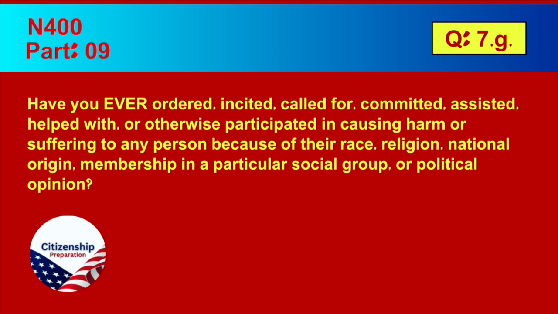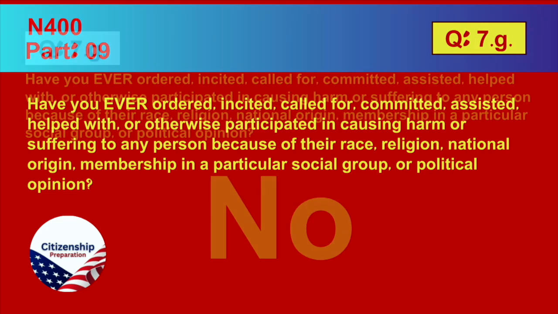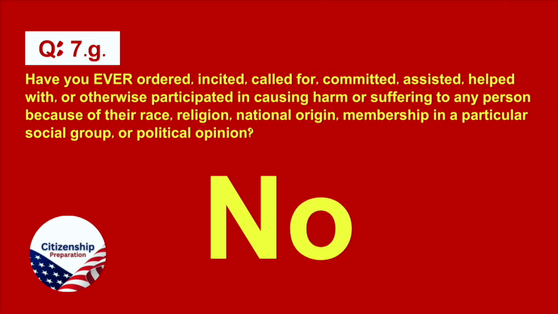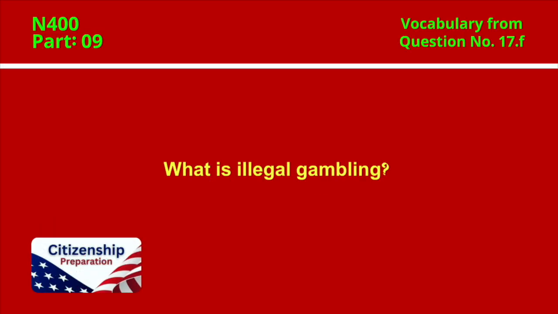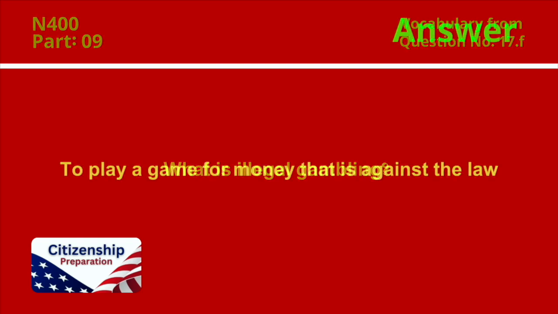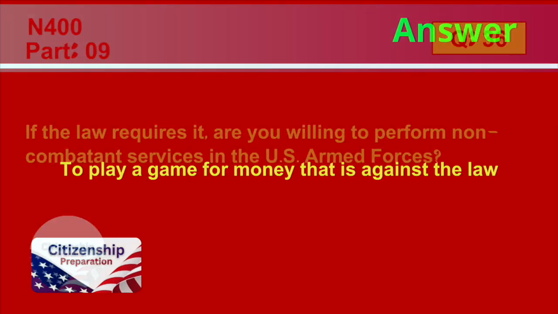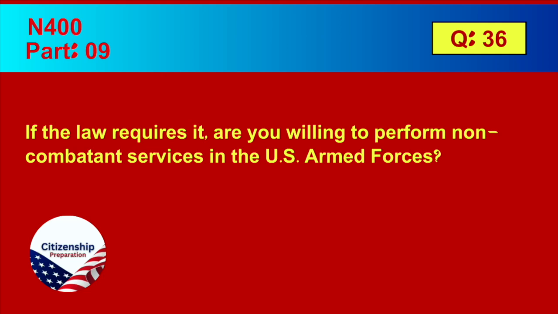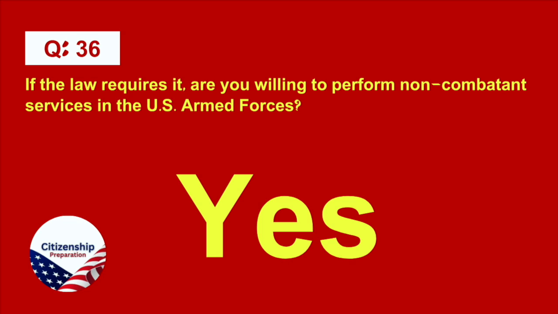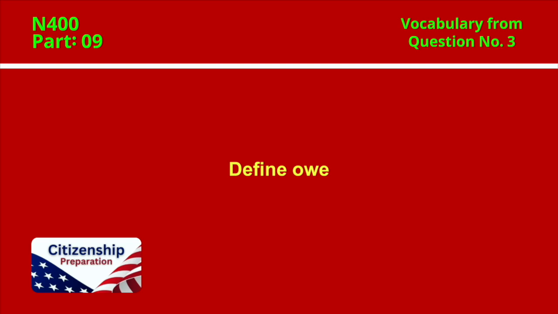Have you ever ordered, incited, called for, committed, assisted, helped with, or otherwise participated in causing harm or suffering to any person because of their race, religion, national origin, membership in a particular social group, or political opinion? No. What is illegal gambling? To play a game for money that is against the law. If the law requires it, are you willing to perform non-combatant services in the U.S. Armed Forces? Yes. Define owe. Need to pay.